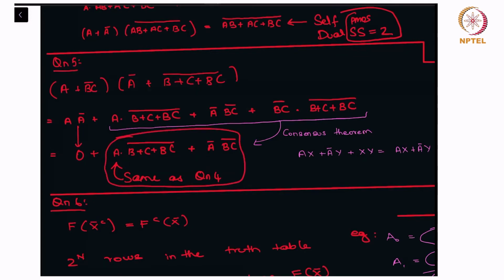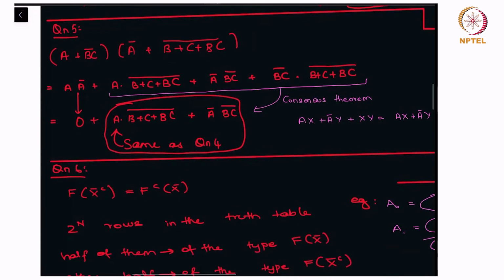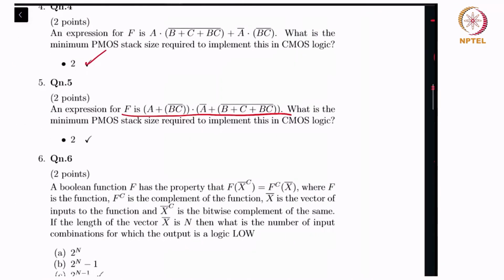So that is now equal to this, and you can see this is the same expression as in question 4, the plus 0, you can ignore that, the or of 0. So it's the same expression as question number 4, it is just the carry out bar complement expression, and as you know, that requires a PMOS stack size of 2 because it's self-dual.